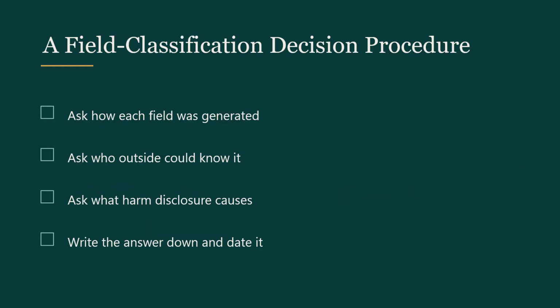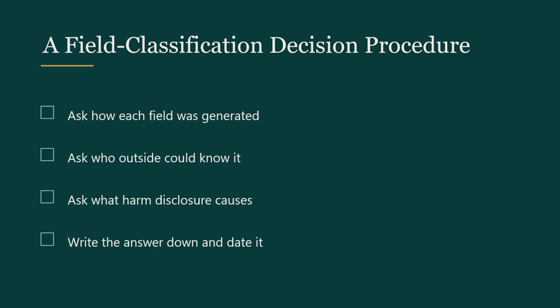Classification cannot be intuition because intuition is not reviewable. Here is a decision procedure you can run field by field and hand to a junior analyst. Question 1. How was this field generated? Not what does the header say, how was it made? If the answer involves any transformation of a real identifier, a hash, a truncation, a concatenation, or an encoding, treat the field as a direct identifier until someone proves otherwise with the generation code in front of them.